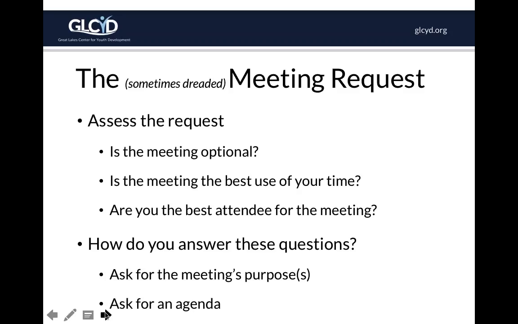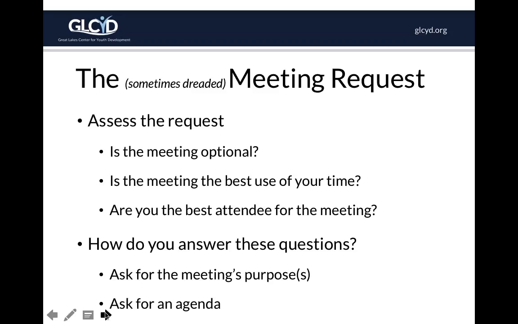So, the sometimes dreaded meeting request. The first thing you should do when you get a meeting request is to assess the request. Who is it coming from? Is the meeting optional? Is it the best use of your time? Are you the best attendee to participate at the meeting? And you may be wondering, how can you think through these things? How do you know what may happen, or how do you know how to answer these questions?